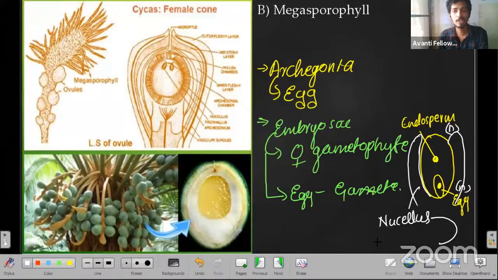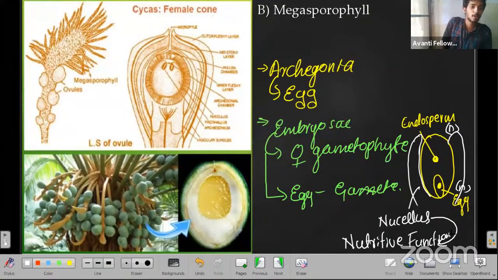So what's the function of the nucellus here? The nucellus actually has a nutritive function. Remember this. What's the meaning of ploidy? Ploidy means chromosome number.